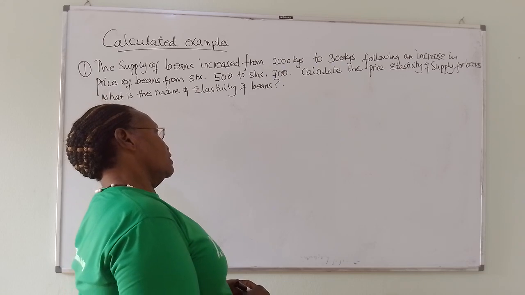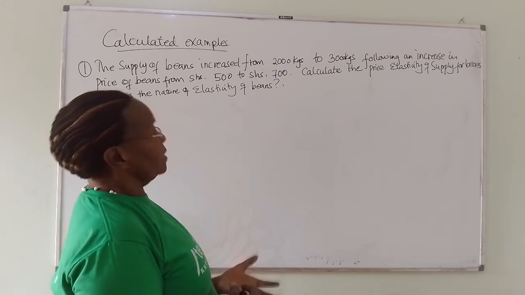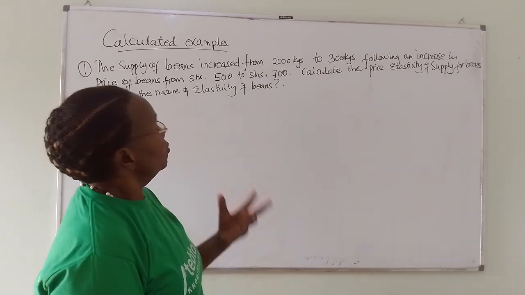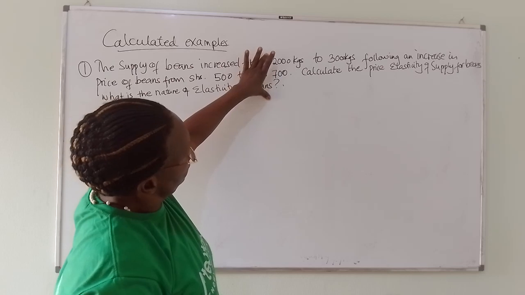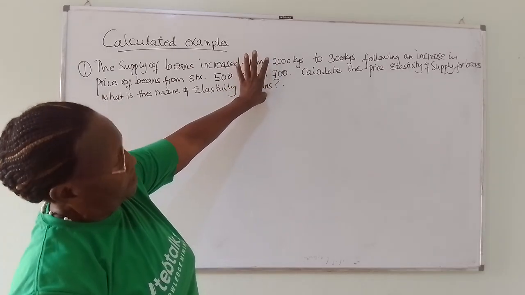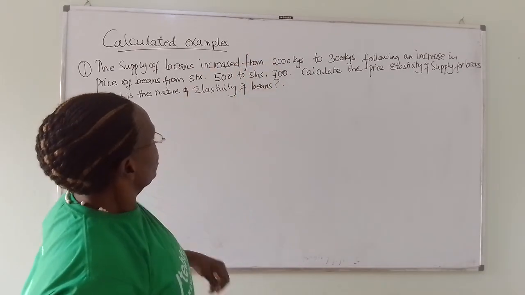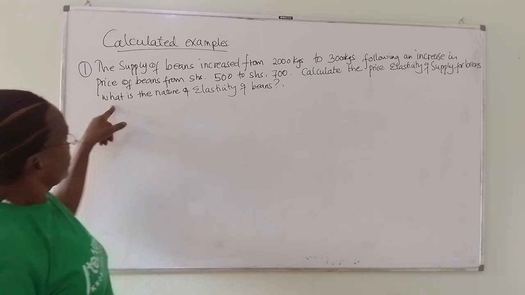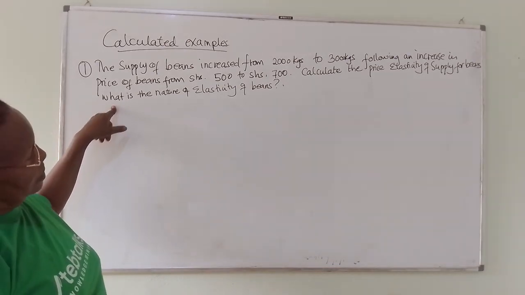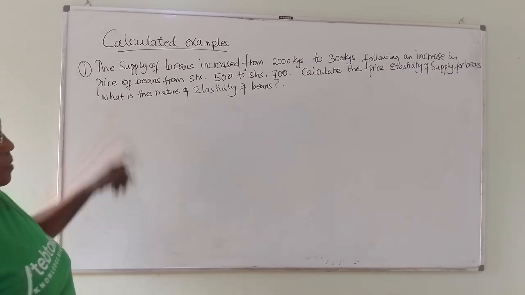What is price elasticity of supply? It is the measure of degree of responsiveness of quantity supplied of a commodity due to changes in the price of that same commodity. So we are looking at the same commodity, beans, and we are trying to find its price elasticity of supply. And from your calculated answer, you are supposed to determine whether the supply of beans is elastic, inelastic, perfectly inelastic, or having unitary elasticity.